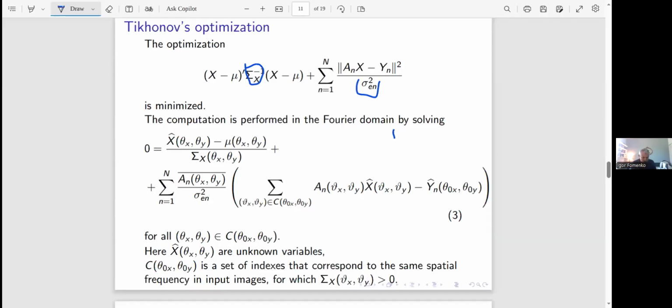Yes, and here the set C has k squared elements at most.